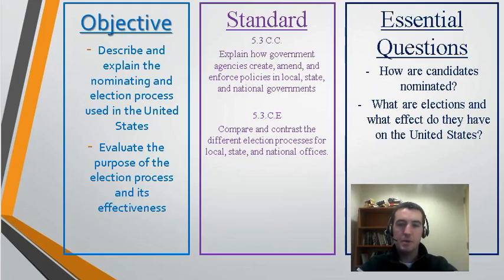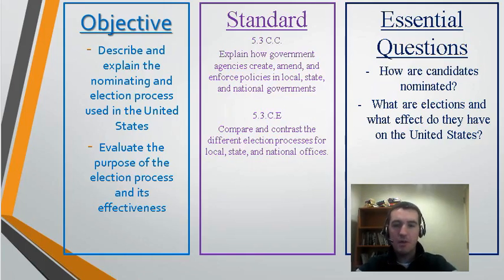So our objectives: we're going to describe and explain the nominating and election process used in the United States. So we're going to try and figure out who these people are and how they get to be people that we vote for or not vote for. We're going to evaluate the purpose of the election process and its effectiveness. So we're going to look at whether we think it's good or not.